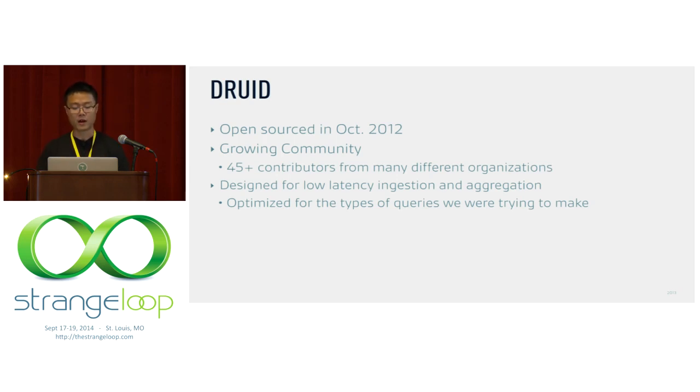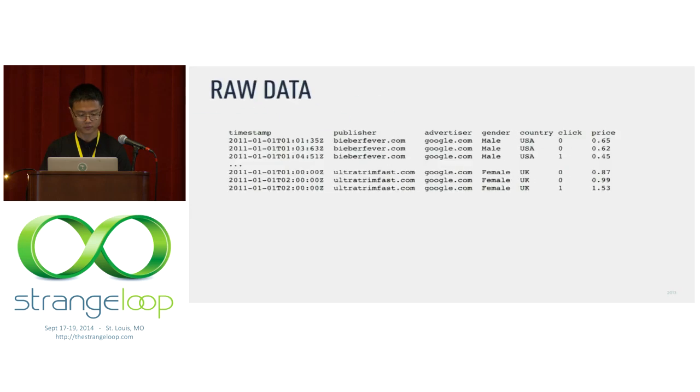Druid is primarily designed from the ground up for low latency ingestion and aggregation. So Druid is highly optimized for the types of queries that we were trying to make. And why Druid is particularly good for a certain class of queries is really in its architecture. And I just have some examples here.